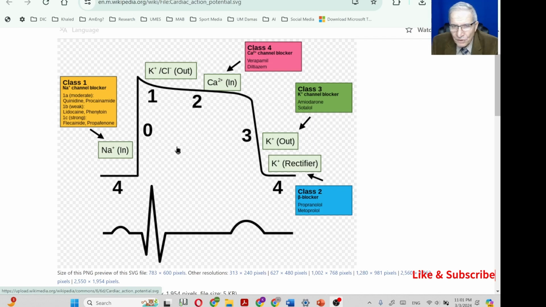So if you compare phase 3 versus phase 0, phase 0 is associated with rapid depolarization due to the entry of sodium. On the other hand, phase 3 is associated with the outflow of potassium from the cells, which leads to hyperpolarization. Phase 4 brings the cell back to the normal resting state. Here we have movement of sodium, calcium, and potassium, and the sodium-potassium ATPase pump works in this phase.